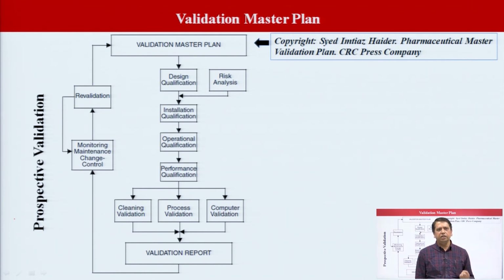And if there is something related to the control or there is any change, that means we have to perform the revalidation again. And after performing revalidation, again we have to go through the phase of maintenance, monitoring or control of all these generated data. And the planning of all these things is included in the validation master plan.